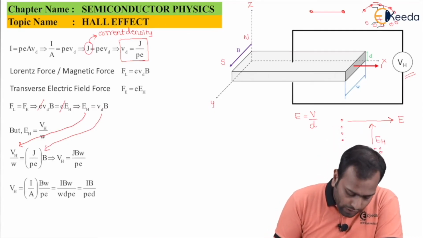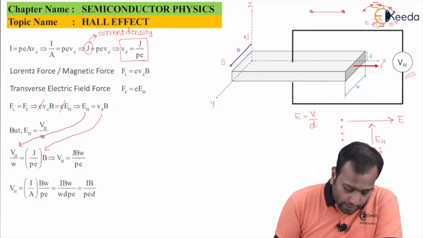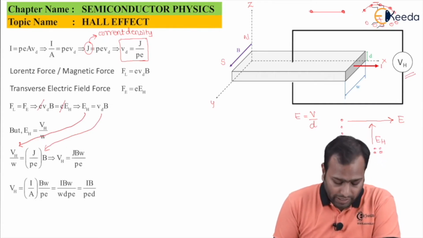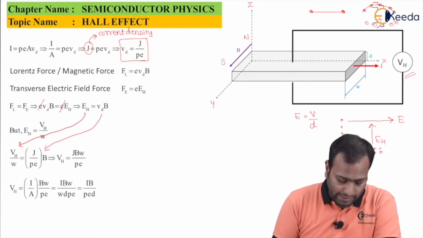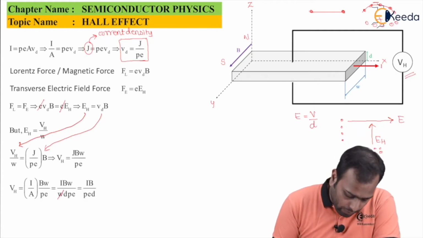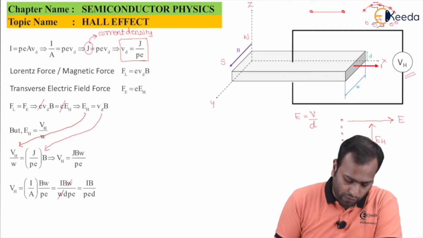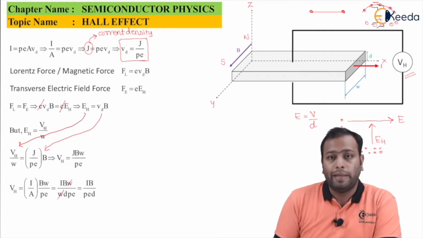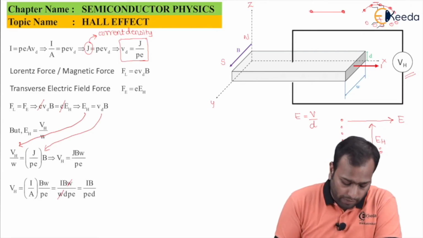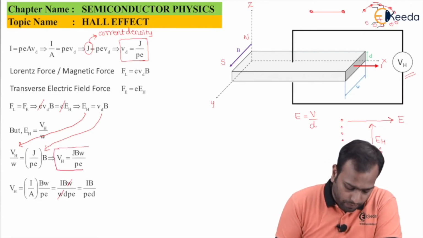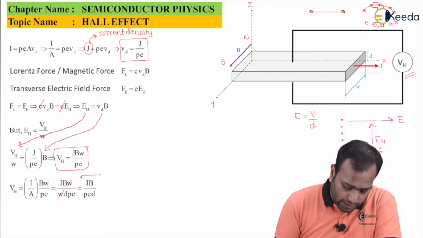Now, VH is also given by, in the above equation, I have replaced J with its original form, that is I by A. If I convert that, I'll get I by A times BW upon ne. Now replacing A as W into d, of course my W and W get cancelled, and I'll be getting the value of VH as IB upon ned. So basically we can say my VH holds two formulas. One is this and the other one is this.